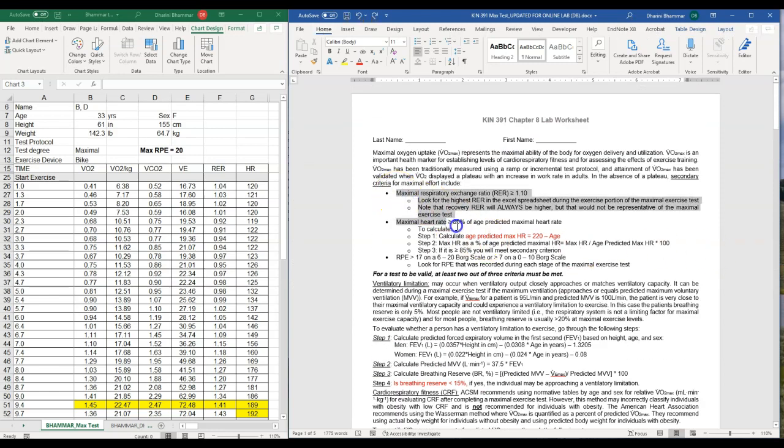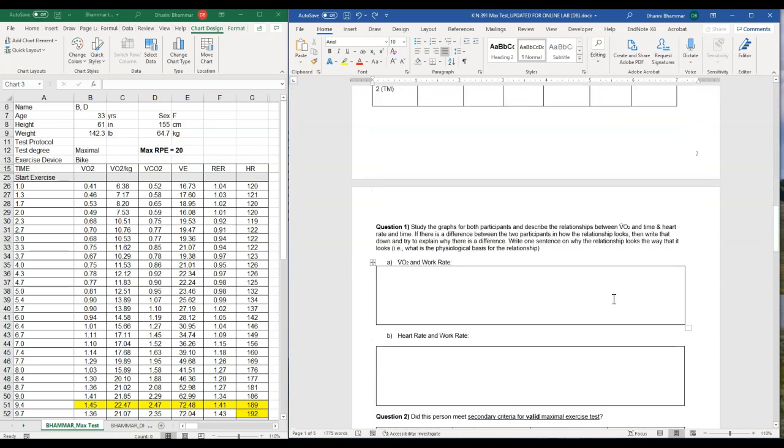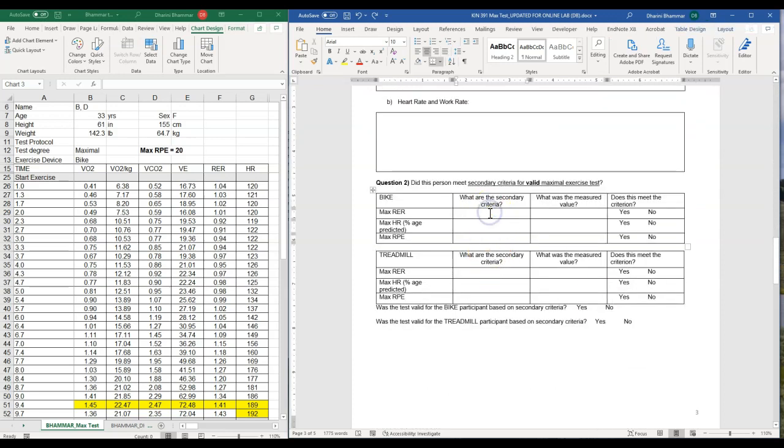And here they are. These are the 3 secondary criteria. So you would write it out: RER greater than 1.1, maximum heart rate greater than 85%, and then RPE greater than 70. You literally would write that out over here. What's the secondary criteria? For example, RER should be greater than or equal to 1.10. I'll do it just for one.